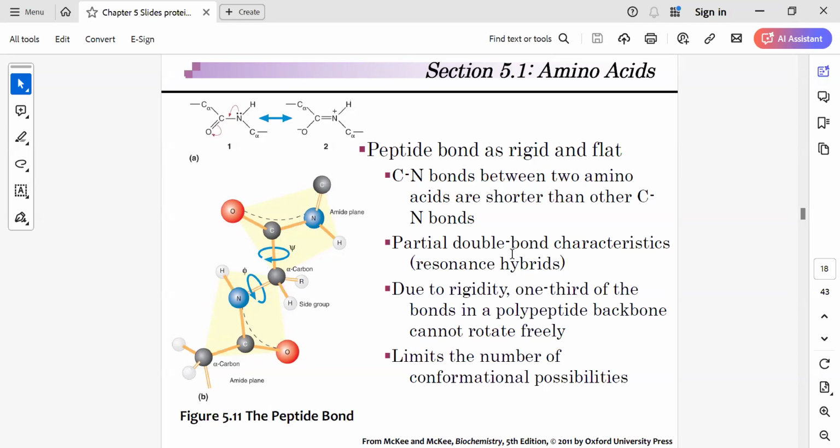And the partial double bond characterizes the resonance hybrid nature of the peptide. Due to this rigidity, one third of the bonds in a polypeptide backbone cannot freely rotate. Because of the nature of the peptide linkage, or the peptide bond, it is very rigid. So the polypeptide backbone cannot rotate because of this rigid amide linkage, and that is why it cannot easily be rotated. This limits the number of conformational possibilities.